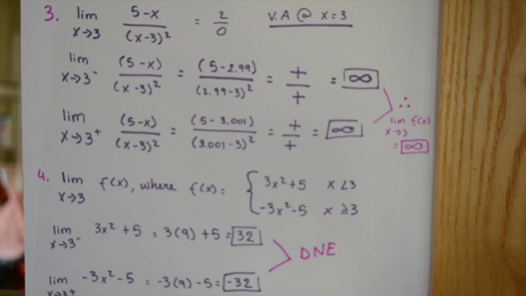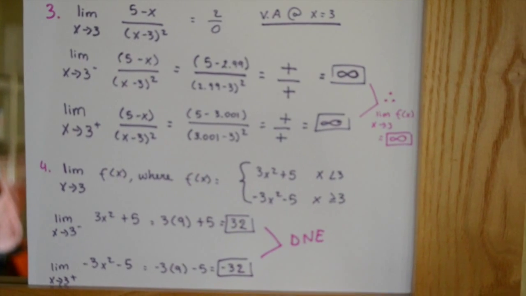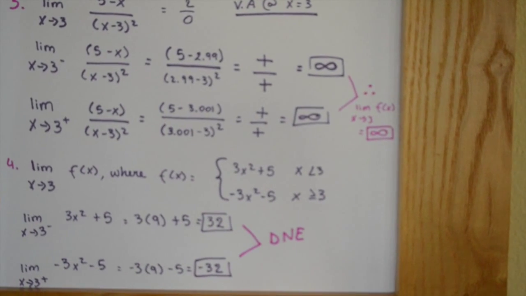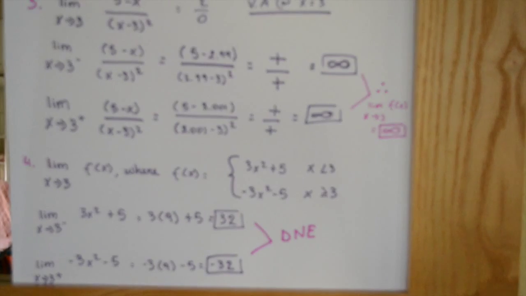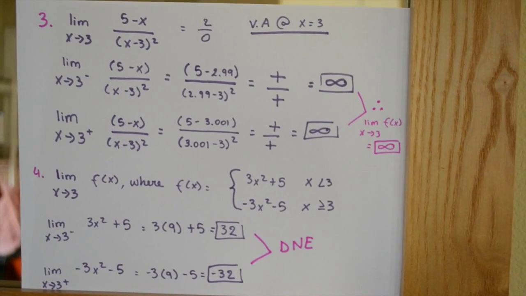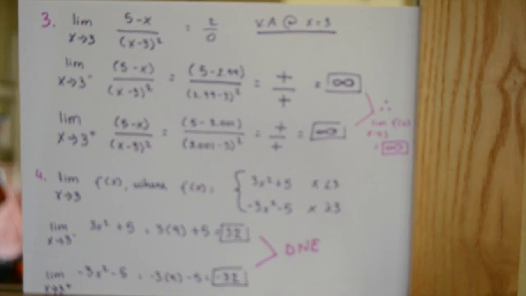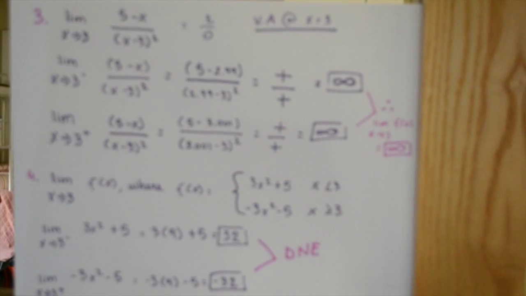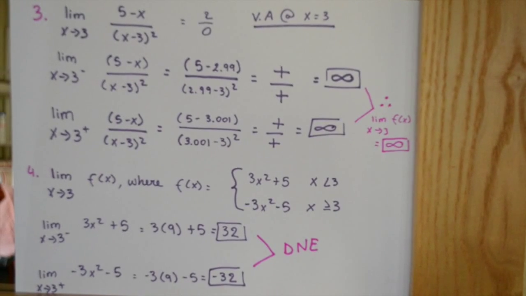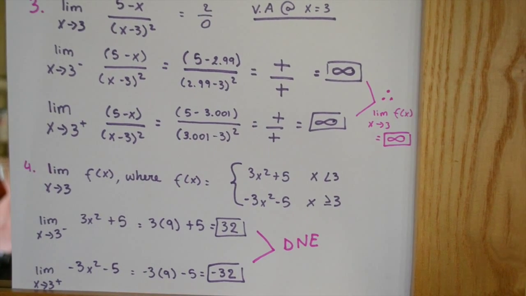In number 3, when you first plug in 3, you get 2 over 0, so you know that there is a vertical asymptote at x equals 3. You then want to test the limit from both sides, so 3 from the left and 3 from the right. You then want to look at the signs and figure out which infinity it is.